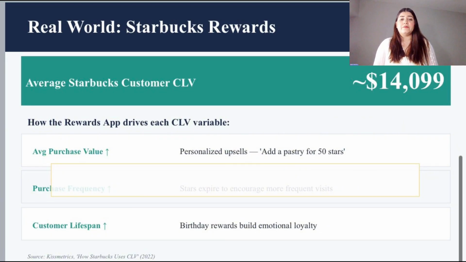Research estimates the average Starbucks customer CLV is around $14,000 from just coffee. And every single feature of the Starbucks app is engineered to push one of those CLV variables higher. Personalized drink recommendations push up average spend, while stars that expire push up purchase frequency. Birthday rewards build emotional connections and extend your customer lifespan. So Starbucks is not just selling coffee, they are scientifically managing every CLV variable with every tap of that app.